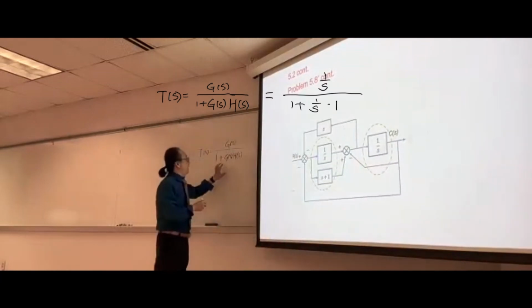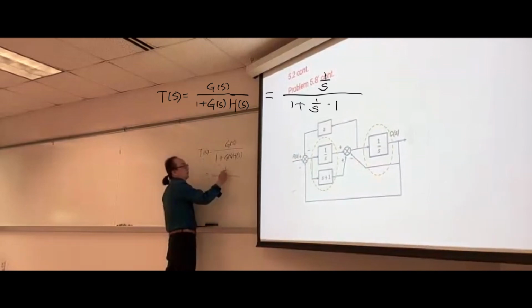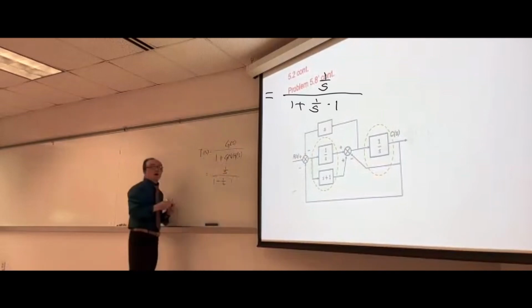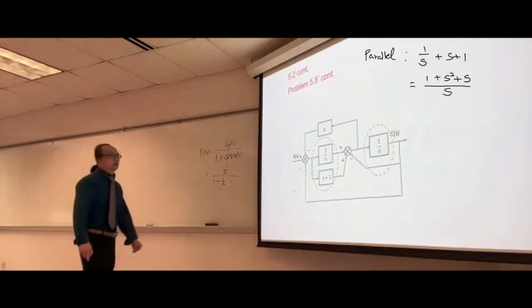So if I apply this here, G of S is what? 1 over S. 1 plus G of S times H of S, with H of S being 1, gives 1 plus 1 over S. And for the parallel, you just need to add them together: 1 over S plus S plus 1.